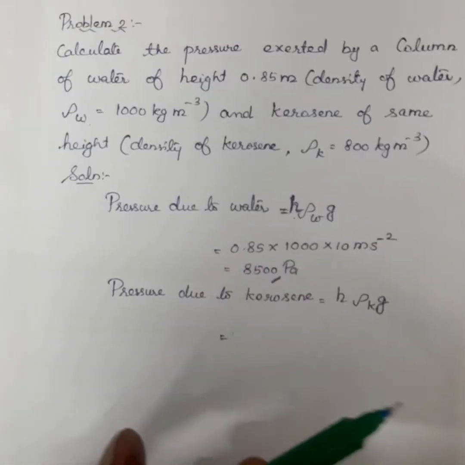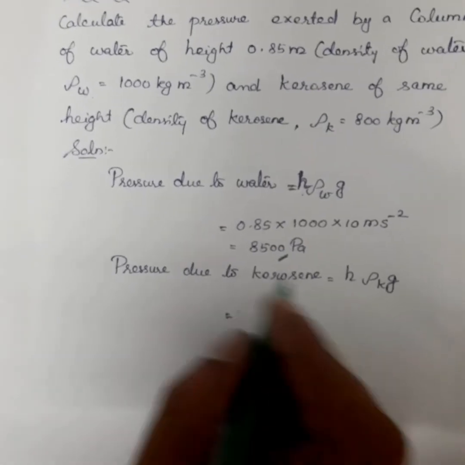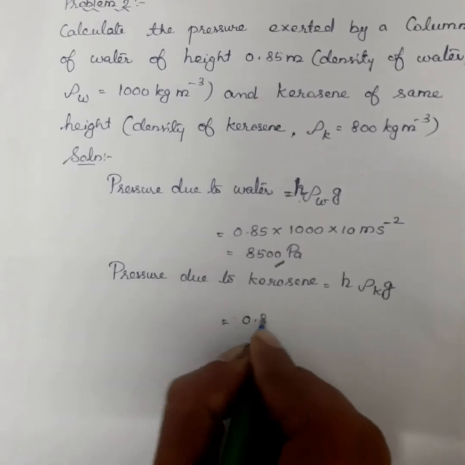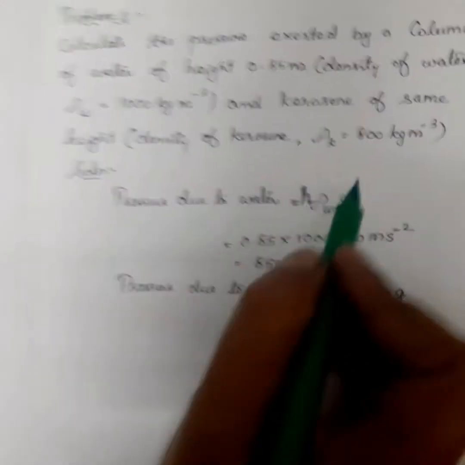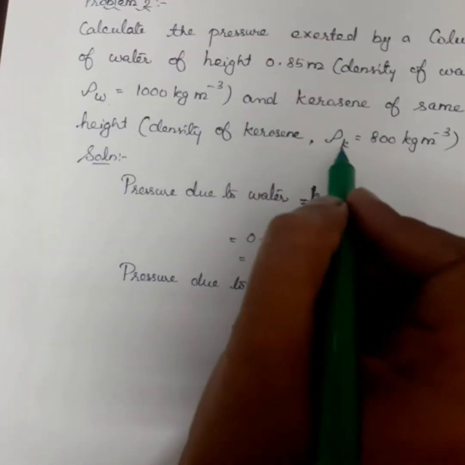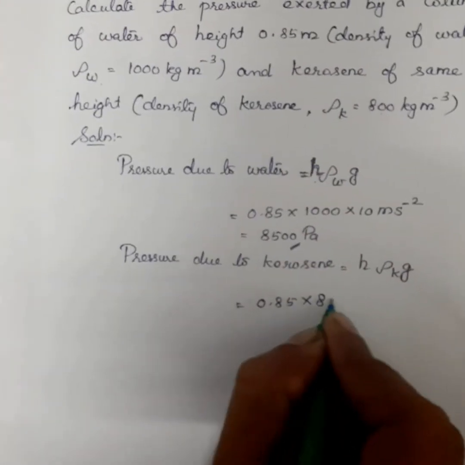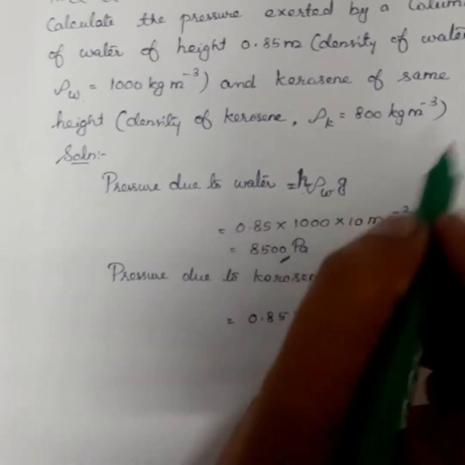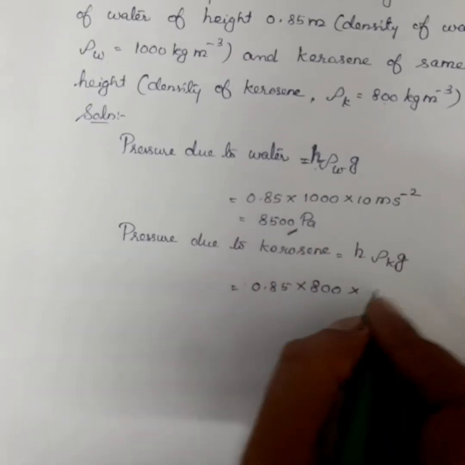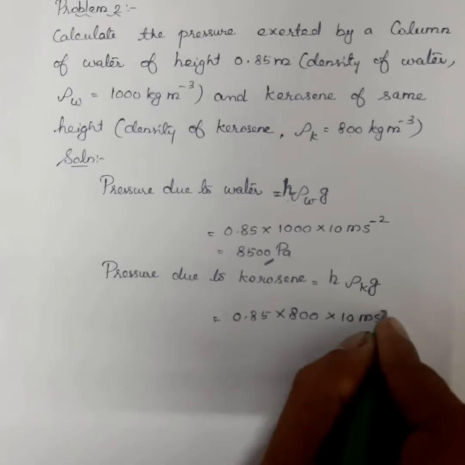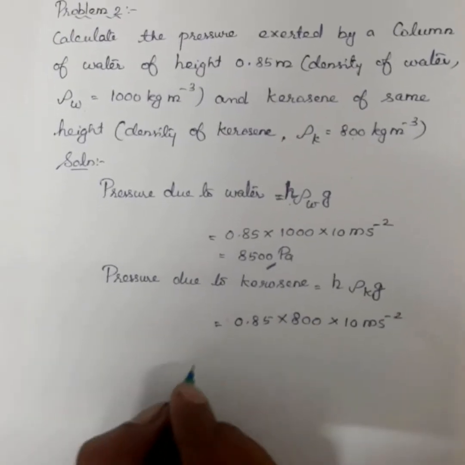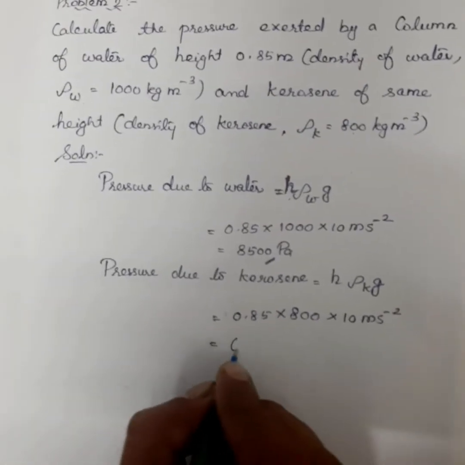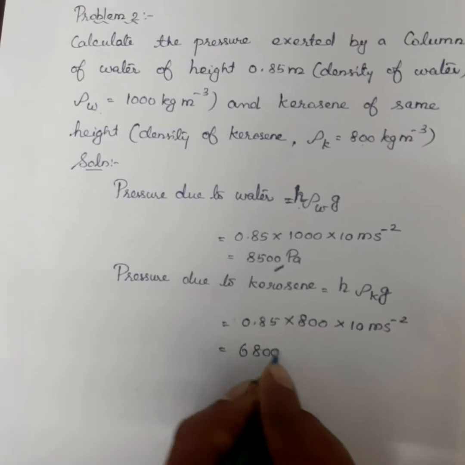Okay, so pressure due to kerosene is equal to H into rho K, density of kerosene, multiply G. H is equal to 0.85, multiply rho K, density of kerosene 800, multiply G is equal to 10 meter second power minus 2. Okay, that is equal to 6800 Pascal.